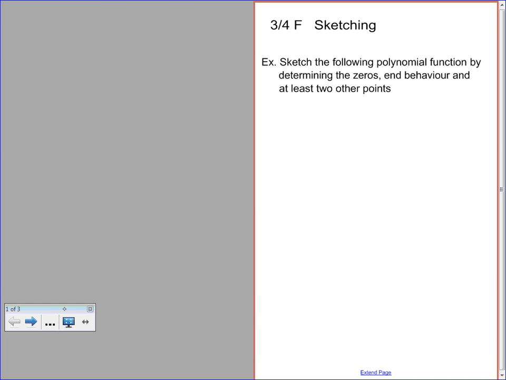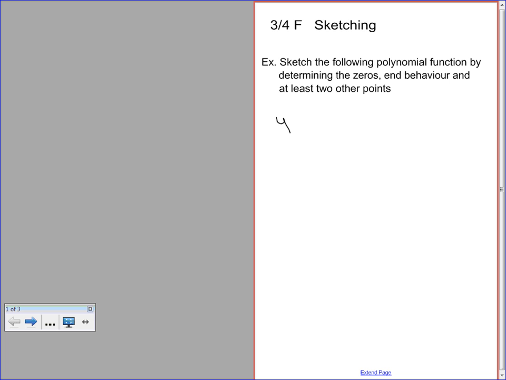The last part of the guide is just sketching polynomial functions. And in sketching polynomial functions, again, it's just a rough sketch. What I'm going to need you to find are the zeros of the function, the end behavior, so that's reaching back to what we learned back in Unit 1-2, but it's going to help us sketch. And then I want at least 2 other points, okay?